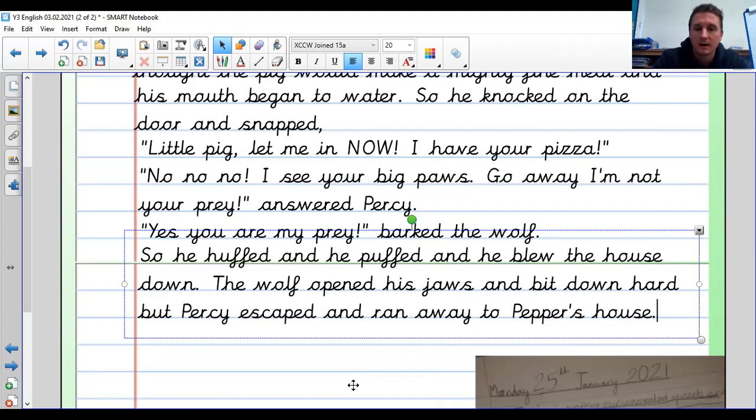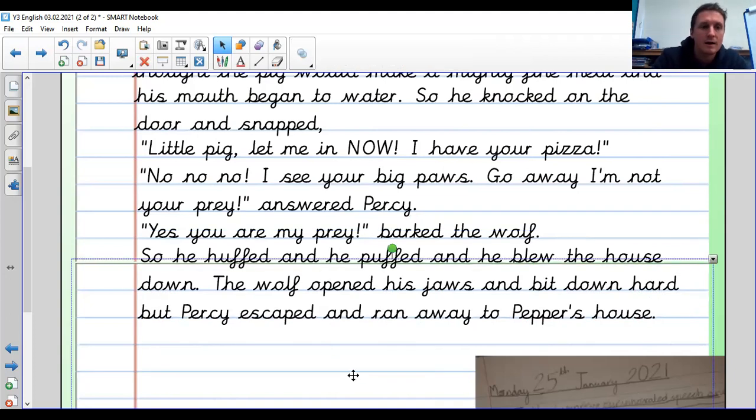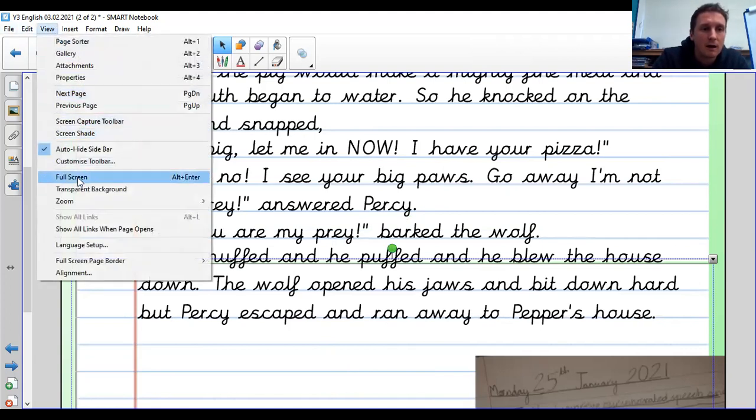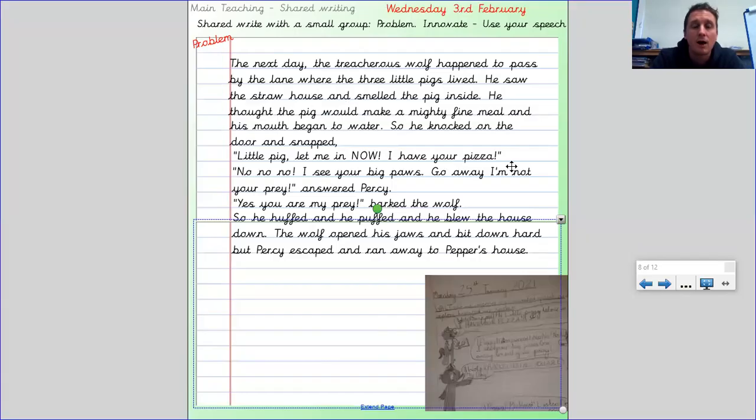I've just done, with the help of Matilda's work, the first paragraph in the problem. All right, I'm going to read it back to myself, the whole thing, to make sure that I've got it all.